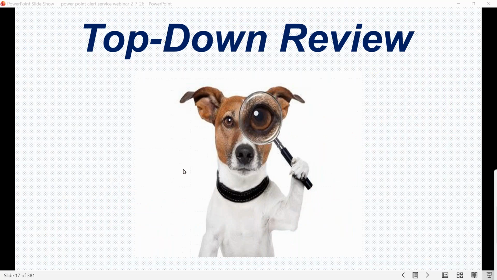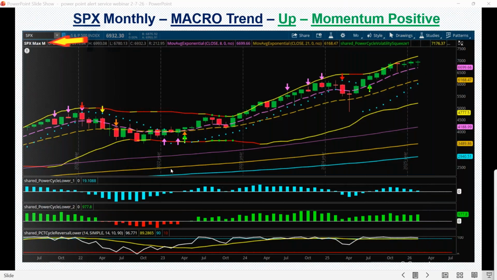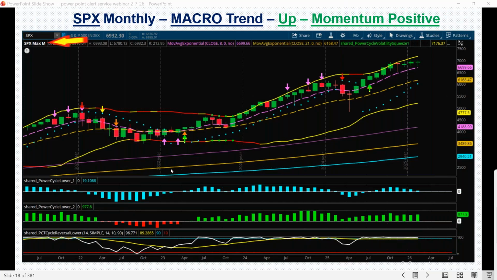Now let's take a look here. The next is what I call a top-down market review. First off, I like to look at what I call the macro view, and that's using the monthly time frame. I'll go ahead and pull that up. What you're looking for here is I look at momentum, and then I look at what the trend is. Are we up, down, or sideways?